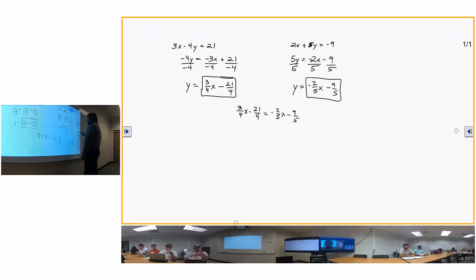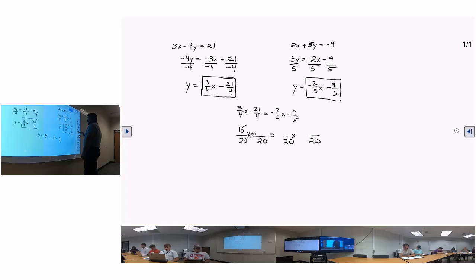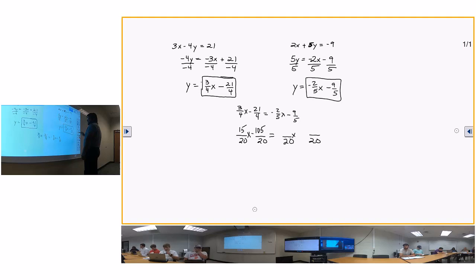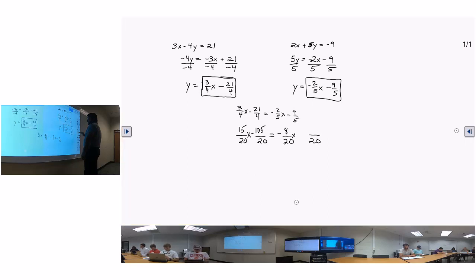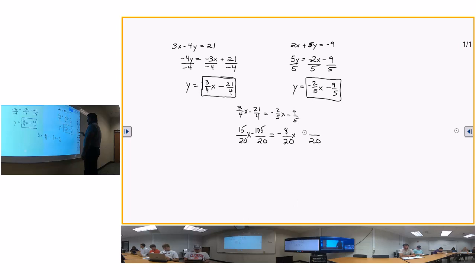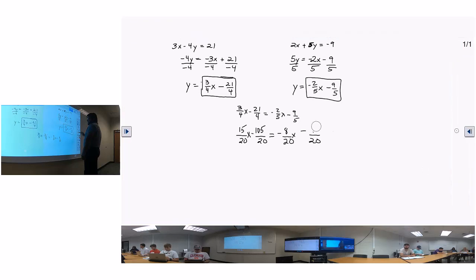Okay, so I'm going to say 20 is my common denominator. How many times does 4 go into 20? 5. 5 times 3 is 15. 5 times 21 is 105. 5 will go into 20 four times, and 4 times 2 is 8. 4 times 9 is 36.